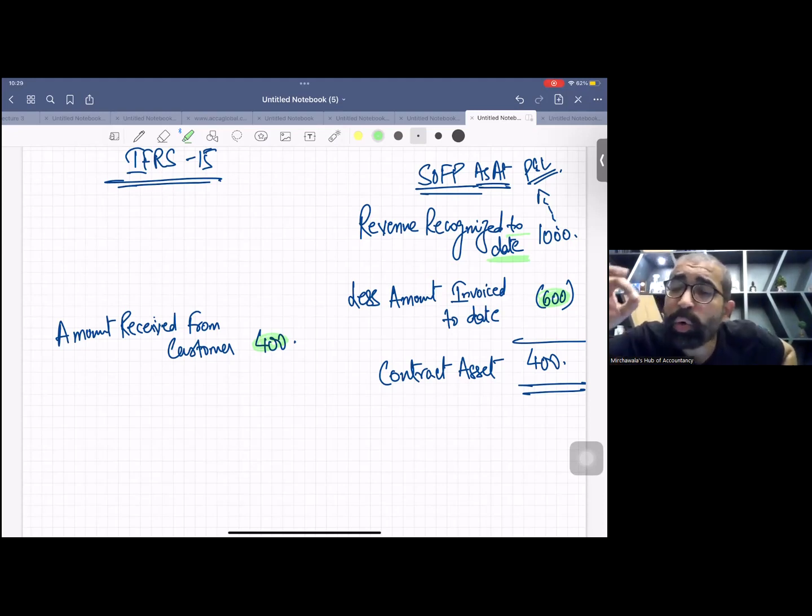Sometimes the other party uses low quality material or something like that. So what we do, we hold some amount of customer and we hold some amount of supplier. Like if I'm giving construction service and I have sent my customer an invoice of 600, the customer won't pay me the complete 600. The customer will hold some amount, and that is called retention receivable, or sometimes in the construction industry it is called retention money.